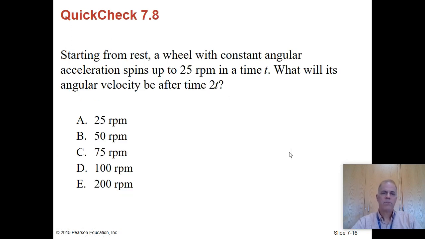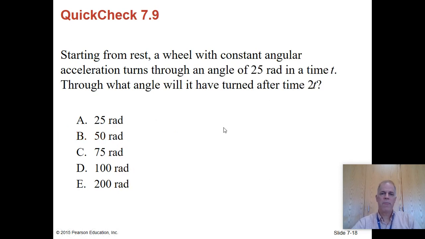Next one. Okay, starting from rest, a wheel with constant angular acceleration spins up. We want to know its angular velocity after time 2t. And here we go. This is the answer. 50 RPM. So they're assuming constant acceleration here. So it gets up to 25 RPM in a certain amount of time. Well, in twice the amount of time, it's going to be going twice as fast. So 50 RPM.